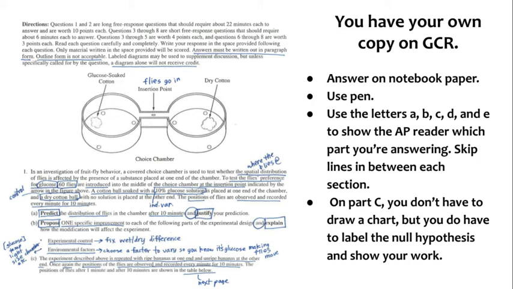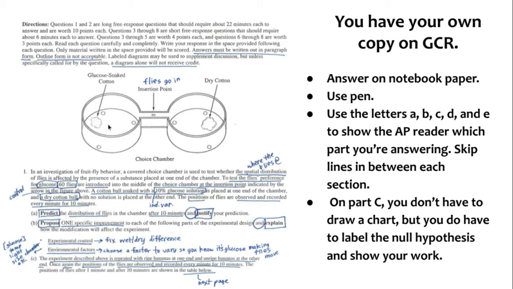Okay, so let's take a look at what's happening in this question one. An investigation of fruit fly behavior in a covered choice chamber is used to test whether the spatial distribution of the flies is affected by the presence of a substance. Okay, so that just means where the fly's at. So, to test their preference for glucose, 60 flies were introduced into the middle of the choice chamber at the insertion point. So, that means right here. The scientists are going to insert 60 fruit flies into this neutral area. Then they're going to time them. And over time, they're going to monitor which way the fruit flies move.